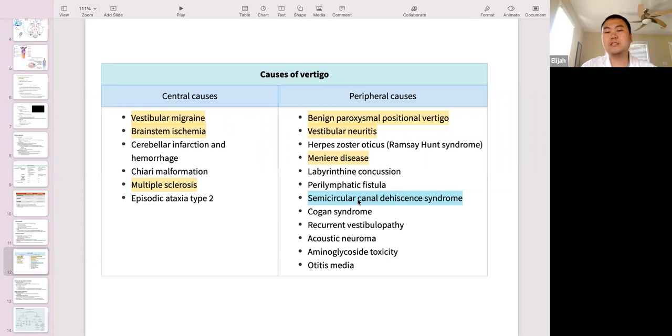And the semicircular canal dehiscence syndrome, there are bone lesions, and the Cogan syndrome, this autoimmune disease, could do damage to the eyes and also the inner ear. And recurrent vasculopathy, acoustic neuroma, and aminoglycoside toxicity, otitis media. So all these causes we should always bear in mind.